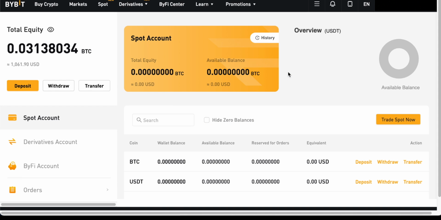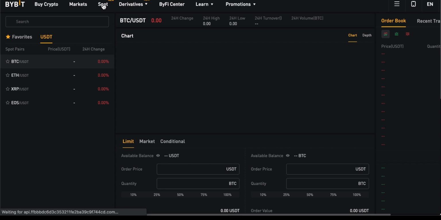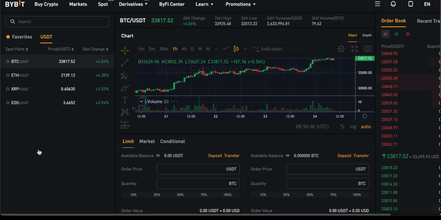So let's go through and trade some cryptocurrency then, and we're going to go into the spot market. A spot market is just simply the live cash market. So it's not any derivatives, it's not any futures or options. It is the normal everyday cash market where you pay with one currency and you get another currency deposited into your account. On the left-hand side, you can search for all the markets.